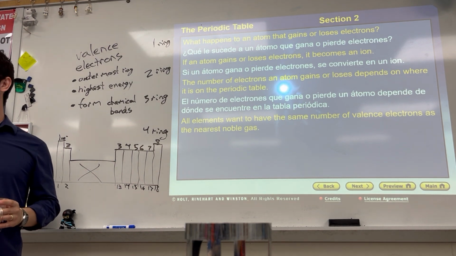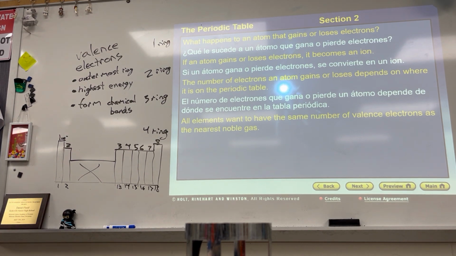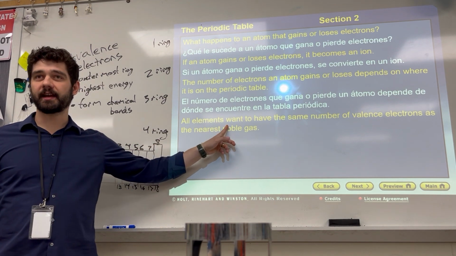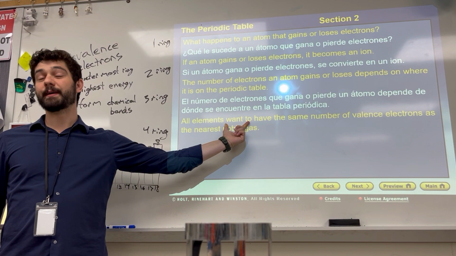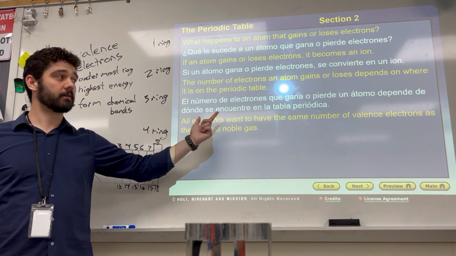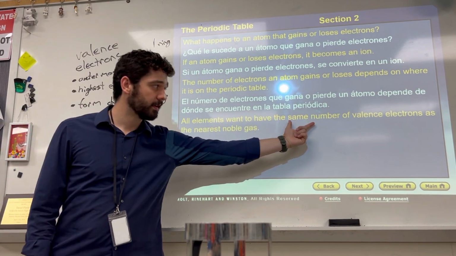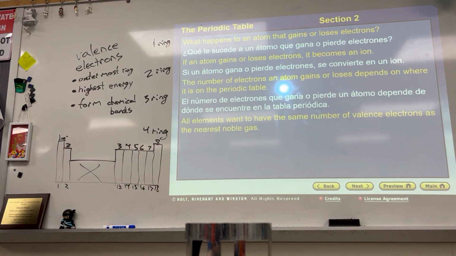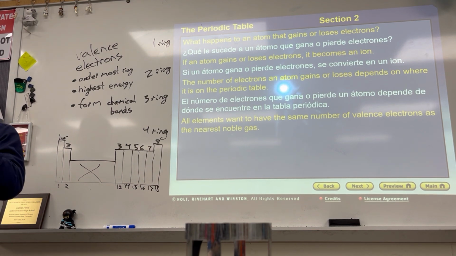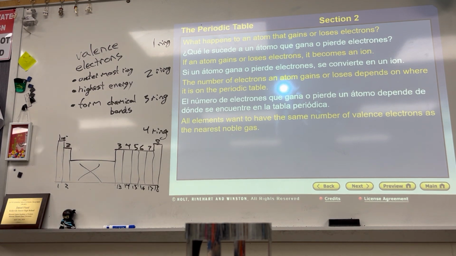Yes, and I'm going to show you a bunch of examples. I technically shouldn't say all elements want to. This makes it seem like they're alive. A better way of saying this would be all elements are most stable when they have the same number of valence electrons as the nearest noble gas. But I don't know. We like to personify things because we're persons. Okay, 10 more seconds to write that down, and then I'm going to do examples, and then we're pretty much done.